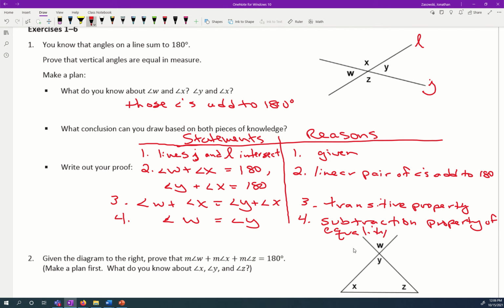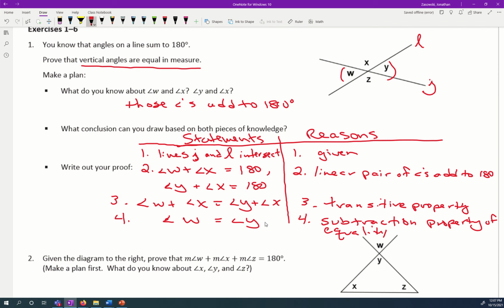Okay. Easy enough. Are we done? Did we set out to prove what we wanted to? Did we show that these vertical angles are equal? Yeah, W equals Y, right? So we're done. That's it. Okay. That's the proof. Do you see the concept though?